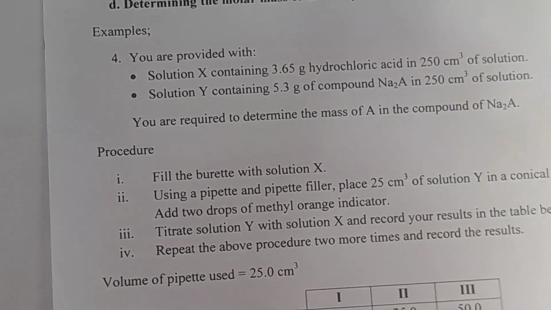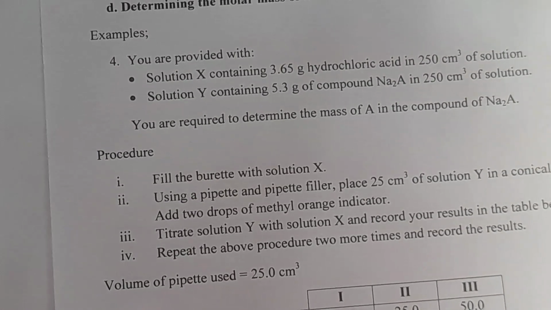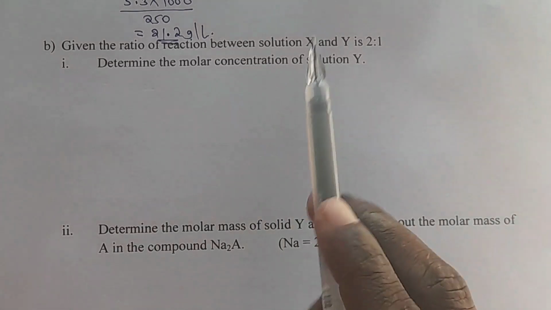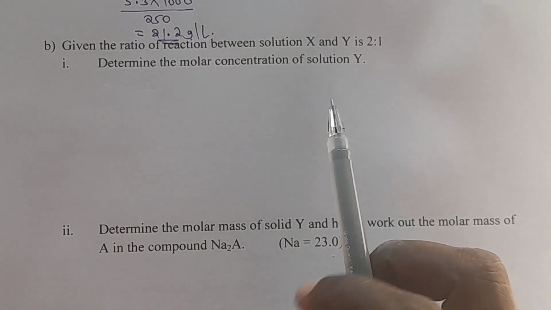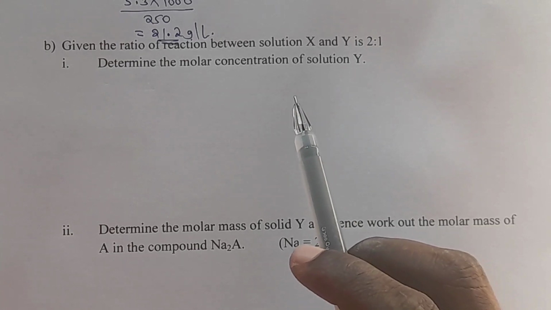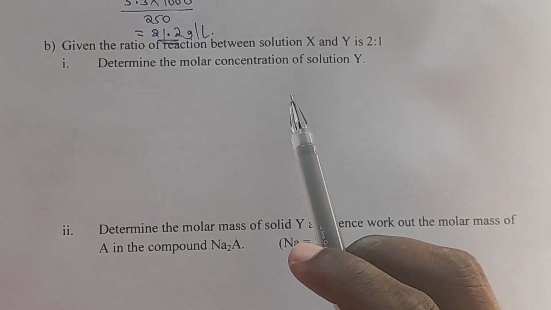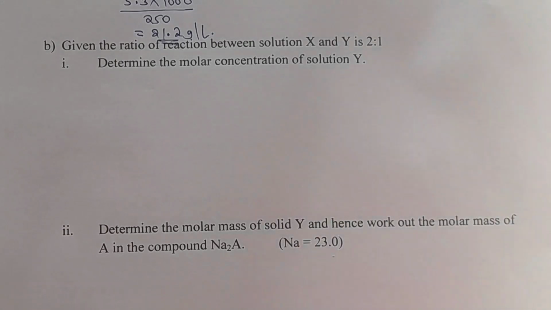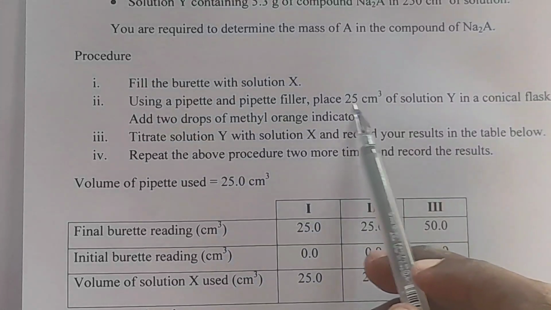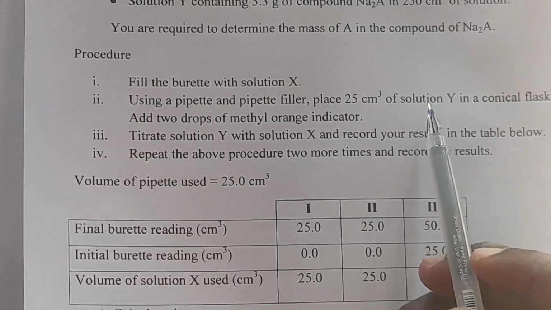So we have to use the other way around by looking at the number of moles of hydrochloric acid, so that we use mole ratio to calculate the number of moles of solution Y. Then thereafter, look for the molarity by using the formula moles that we have gotten now multiplied by 1000 divided by the volume of solution Y used, which we are given here in the bit. So 25 centimeter cube of solution Y.